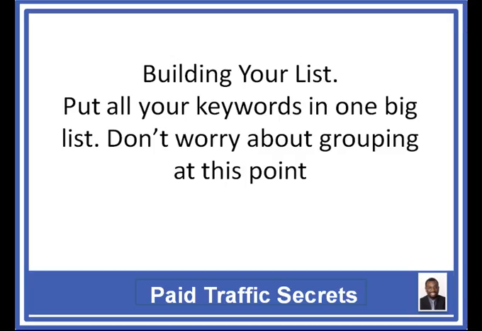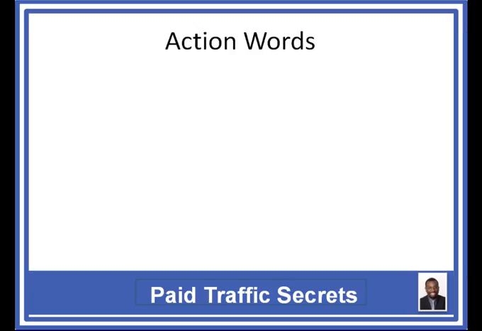So the next thing is you want to build your list. What you want to do at this point is put all your keywords in one big list. At this point, you're not worrying about grouping or anything like that. Your main goal when you're building your keyword list is to go out and put your ideas together and put all the keywords into one major group. And then afterward, we're going to use some tools that will filter our keywords down into groups. I'm going to show you some tools that will make it really, really easy for you. So then what you do is you save them out as a TXT file or a text file, and then we import them into the tools that we use.